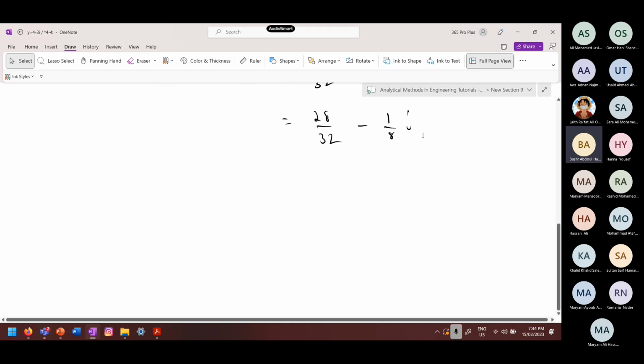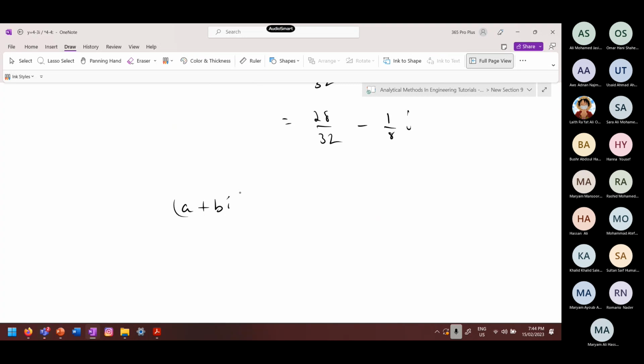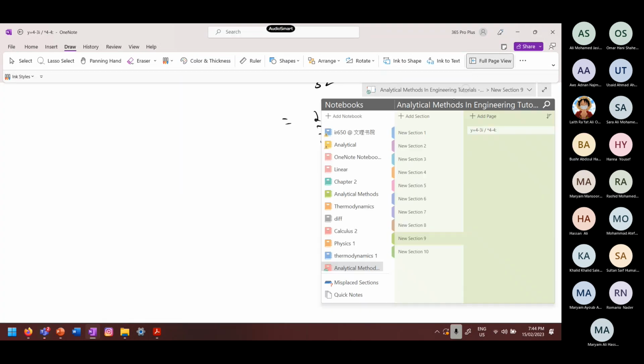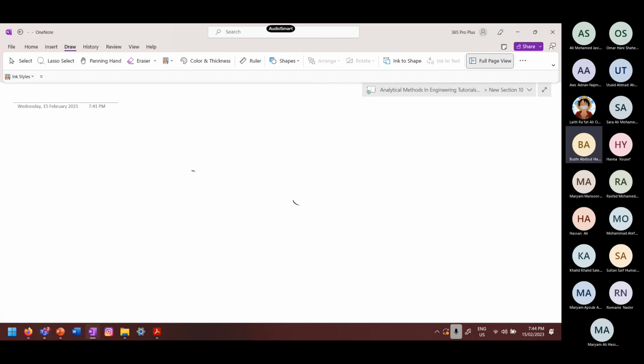The thing is, it's just a plus bi, similar to this one, c plus di. You just need to do this normal multiplication. Okay, what else? What do you have?